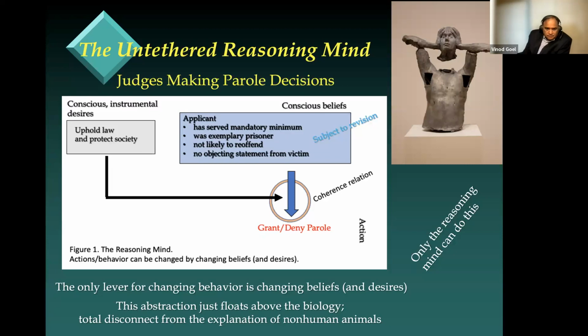And based upon the desire and these beliefs, you apply the coherence relation, and that results in a decision or an action. Now, the important thing to note here, there are several important things. The first is only the reasoning mind can do this, right? So the reasoning mind is absolutely essential, right?